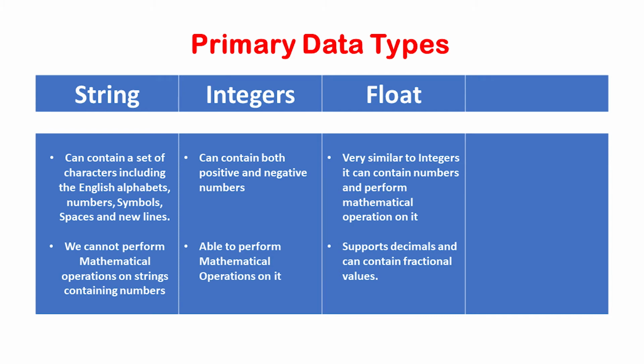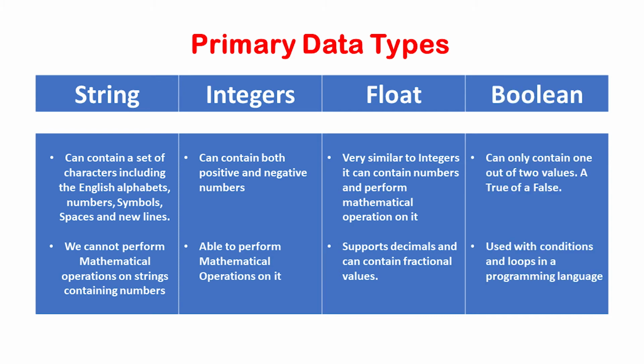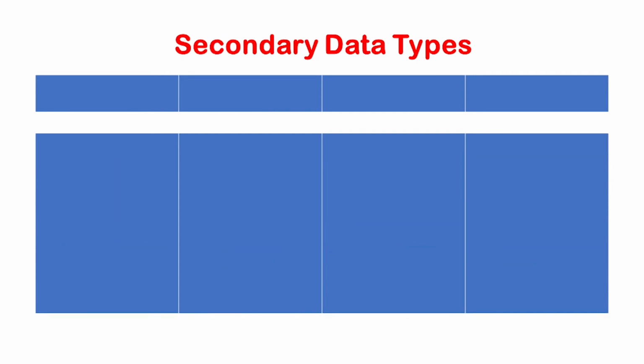The next data type is Boolean. Now this might be new for you. A Boolean data type can only contain either of the two values, true or false, or you can say open or close. But we write it as true and false in Python. This is used often in conditions and loops in a Python program. Now let's see the secondary data types in Python.